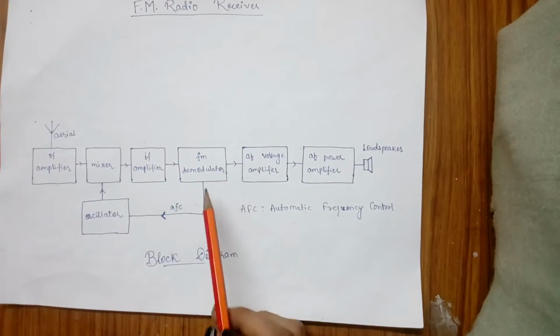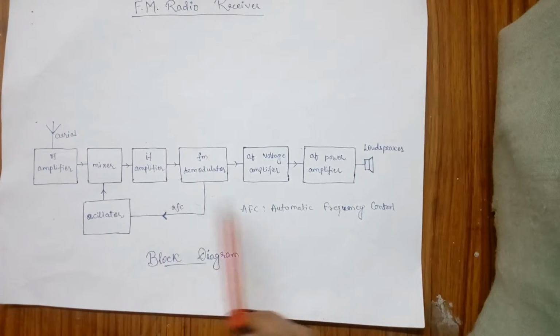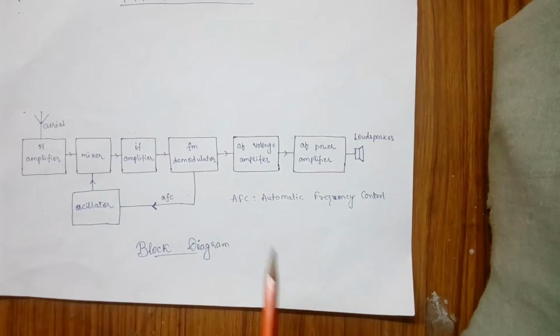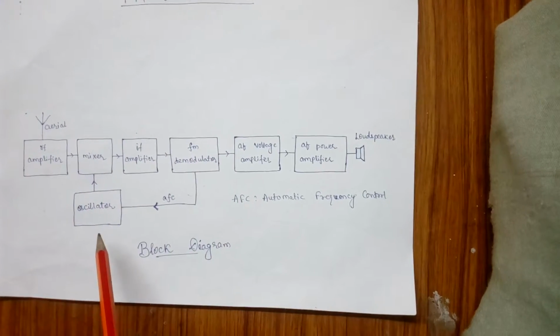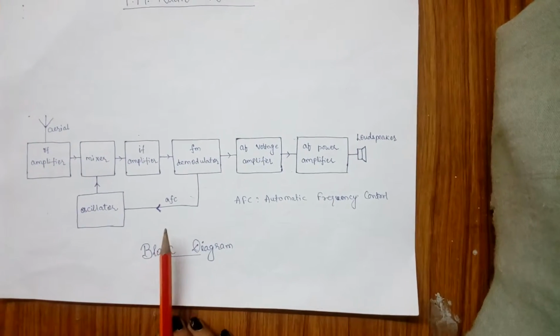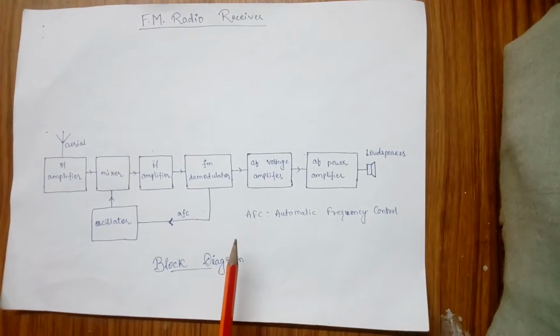Here we can see some of the signal is fed to the oscillator. This is AFC, that is automatic frequency control. Now this is the sum of audio which is fed back to the oscillator as AFC. This ensures that the oscillator frequency is stable in spite of temperature changes.